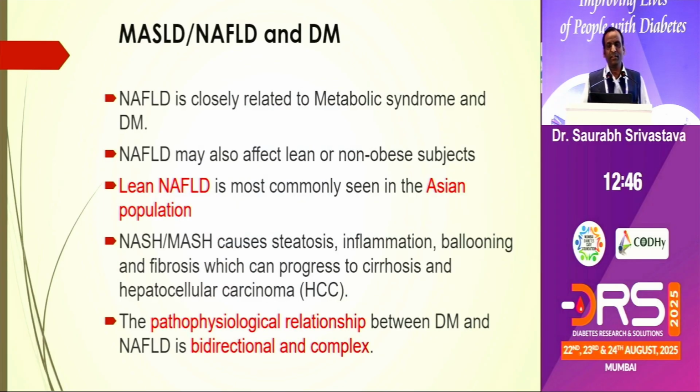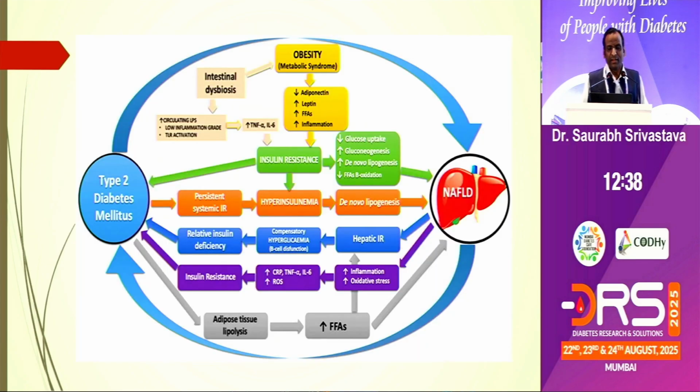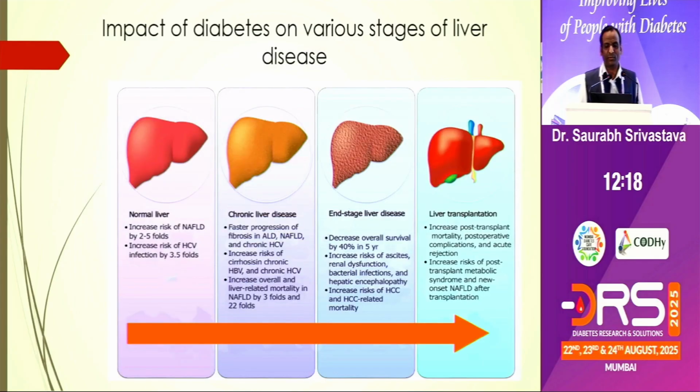This has already been discussed, but one important thing is that in Indians, in the Asian population, we have lean NAFLD also. The persons are lean, but still they have NAFLD. There is a bidirectional relationship between type 2 diabetes mellitus and NAFLD. NAFLD can lead to insulin resistance, which can ultimately lead to type 2 diabetes, and type 2 diabetes can ultimately lead to NAFLD. So there is a vicious cycle, and which one is before and which one is after is not clear.